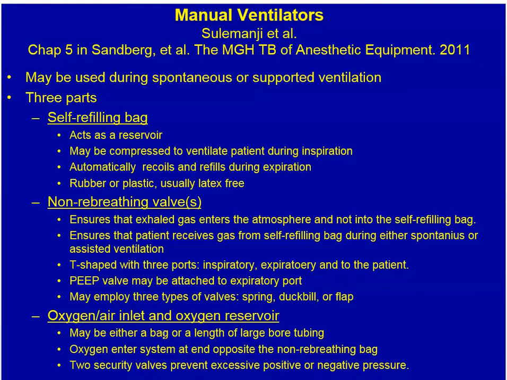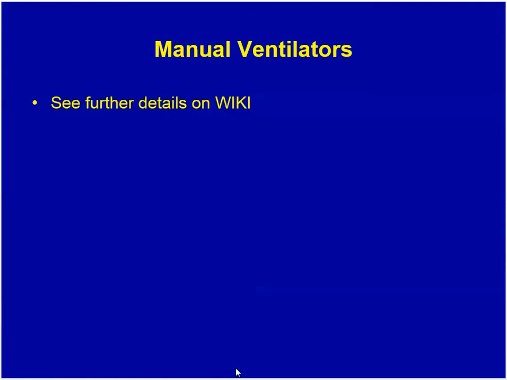It may be either a bag or a length of large bore tubing. Oxygen enters the system at the opposite end of the non-rebreathing valve, and two security valves must be present to prevent excessive positive pressure or negative pressure in the self-refilling bag. For further details and pictures of these various types of valves, I refer you to my PowerPoint on Wiki.